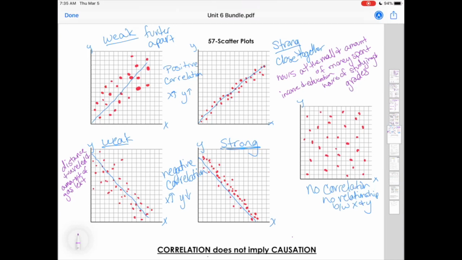The temperature and amount of jackets being worn. Okay, the higher the temperature, the less amount of jackets are being worn. The lower the temperature, more people are wearing jackets.